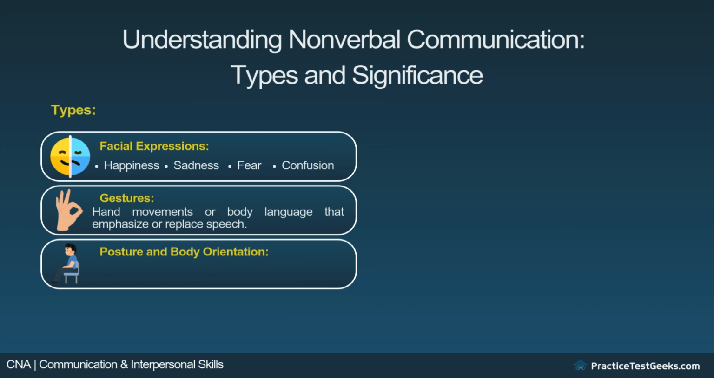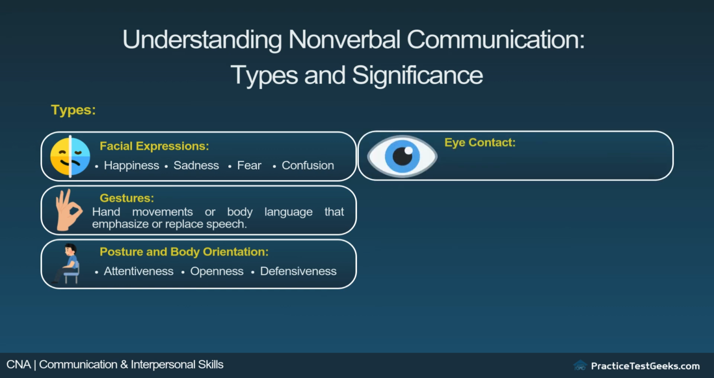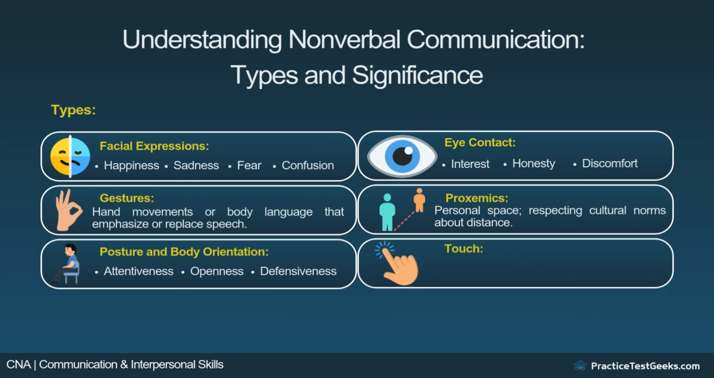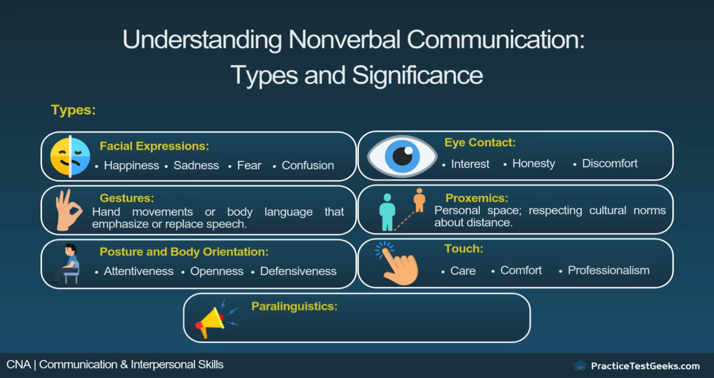Posture and body orientation indicate attentiveness, openness, or defensiveness. Eye contact signals interest, honesty, or sometimes discomfort. Proxemics: use of personal space, respecting cultural norms about distance. Touch can communicate care, comfort, or professionalism. Paralinguistics: elements such as pitch, tone, loudness, and rhythm of speech.